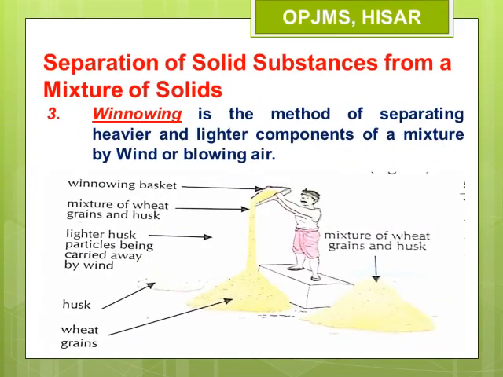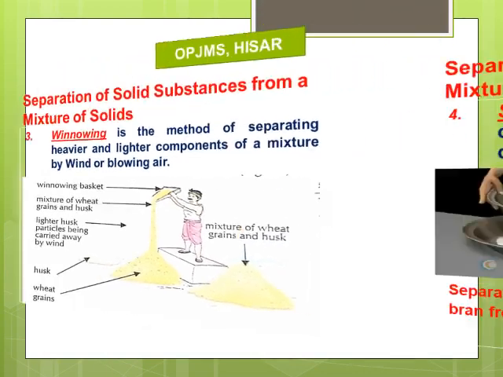The third technique is winnowing. Winnowing is a method of separating heavier and lighter components of a mixture by wind or blowing air. This method is used by farmers for separation of grains from the husk. The grains being heavier fall down, whereas the lighter husk particles are carried away by the wind.